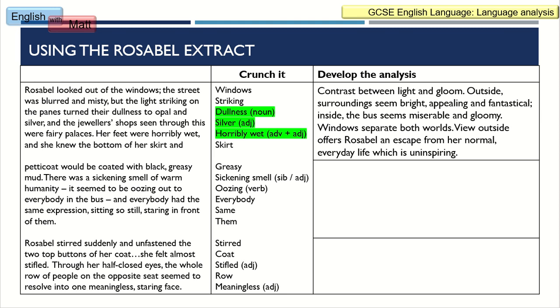Notice once I have selected those words in the middle, I've also tried to give them a terminology or a feature. So we've got a noun, an adjective, an adverb, and another adjective. So the terminology can also be put into that middle column.